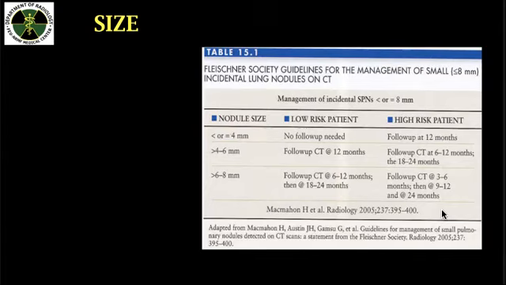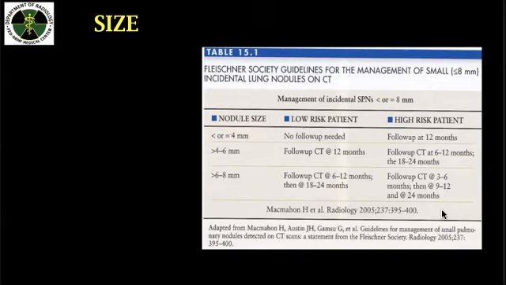If the nodule is greater than 4 to 6 millimeters, we follow it up with a CT scan at least at 12 months. Balik tayo. If it's less than or equal to 4 millimeters in low-risk patients, no follow-up is needed. But if it's in high-risk patients, with nodules less than or equal to 4 millimeters, we do follow up at 12 months. If it's greater than 4 to 6 millimeters, we follow up with a CT scan at least at 12 months for low-risk patients. For high-risk patients, the follow-up CT scan must be done in 6 to 12 months, then 18 to 24 months.